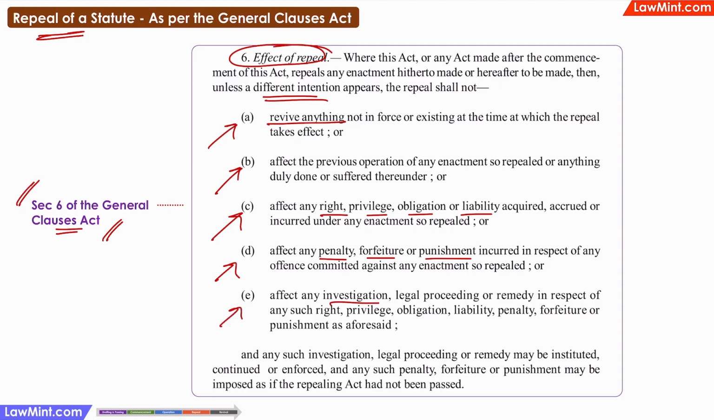Any investigations or legal proceedings that were started under the old act will also continue to their logical conclusion, as if the act has not been repealed at all. To summarize, when an act is repealed, if the old act or the repealing acts do not mention anything specific about the post-repeal situation, then the rights, benefits, liabilities, punishments under the old act will continue as usual. Only new rights, new benefits, new liabilities or new punishments cannot be created under the repealed act.